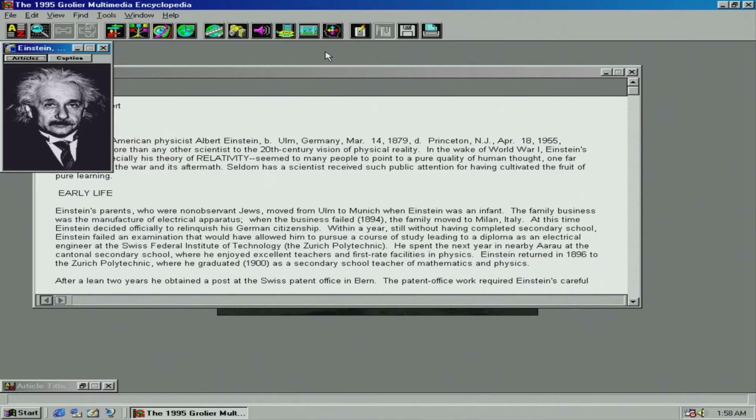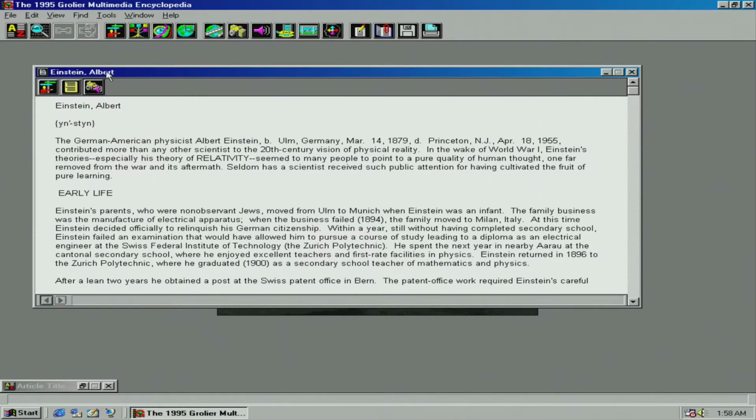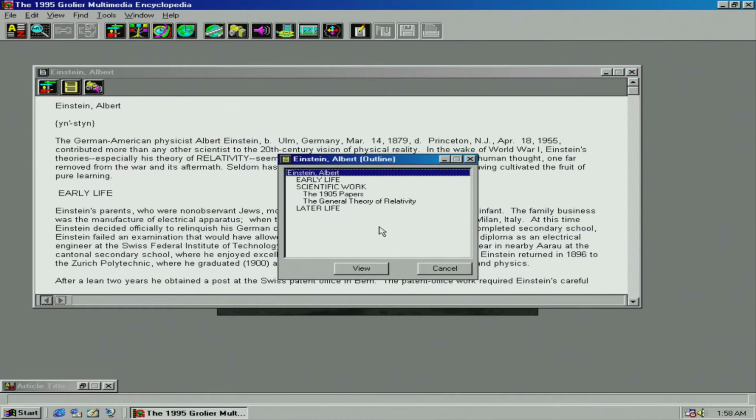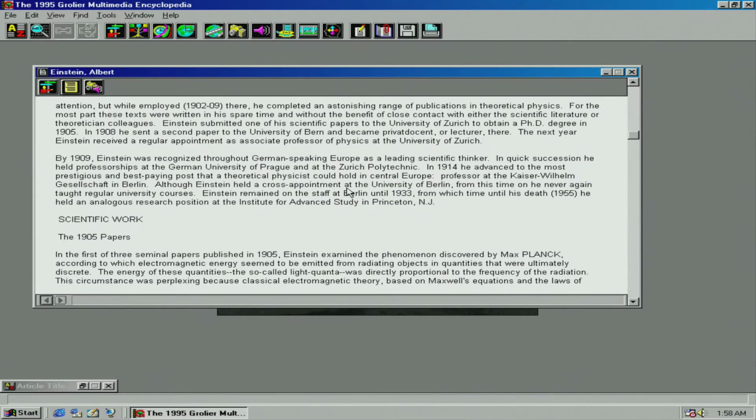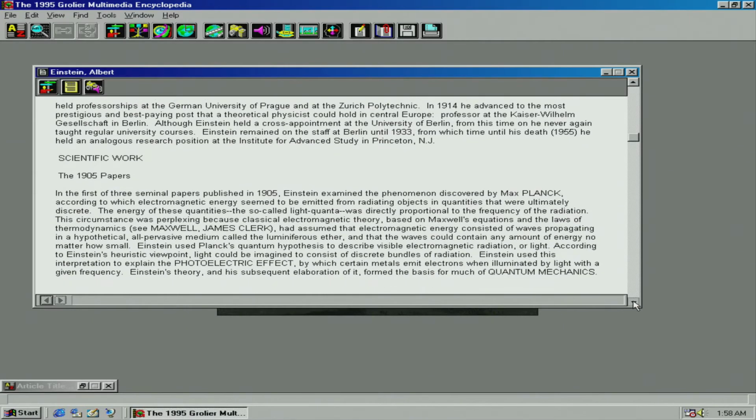Okay. So everything about Albert Einstein.